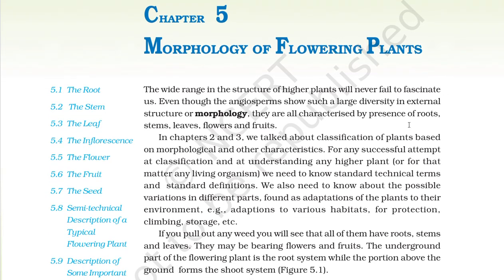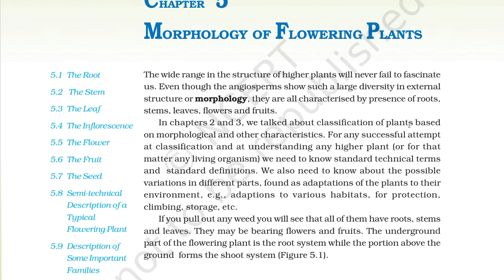Today we are going to start Chapter 5, Morphology of Flowering Plants. The wide range in the structure of higher plants will never fail to fascinate us. Even though the angiosperms show us a large diversity in external structure or morphology, they are all characterized by the presence of roots, stems, leaves, flowers, and fruits.